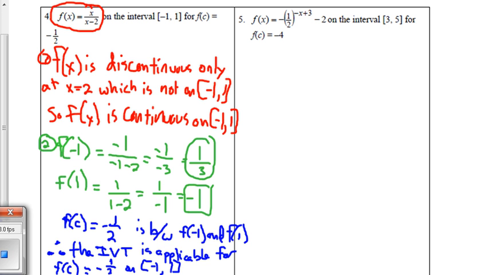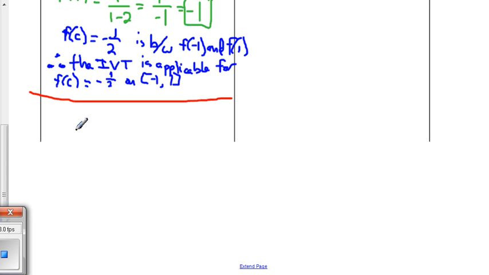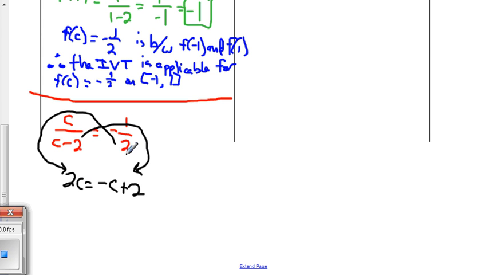Now we're going to solve for the value of c, which is guaranteed to exist because of the intermediate value theorem. From our original function x over x minus 2, I replace x with c. So c over c minus 2, and we knew f(c) was equal to -1/2, so I'm going to set this equal to -1/2. I have a proportion, so we're going to use the means extremes cross product property. So 2 times c is 2c, and -1 times c minus 2 is -c plus 2.